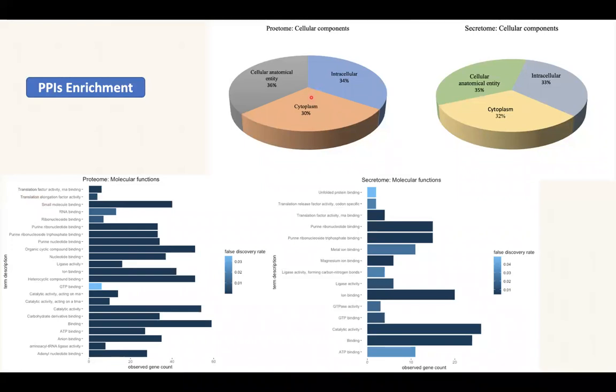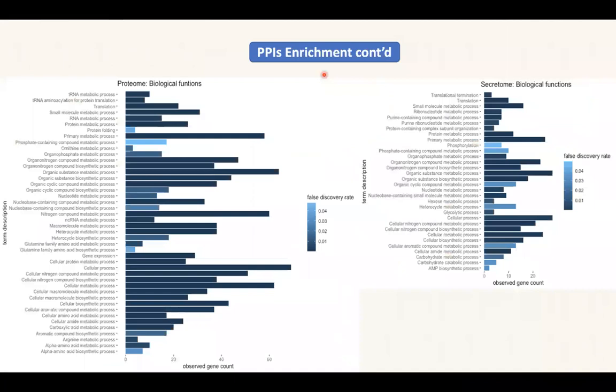For both the internally expressed proteome and the secretomes, the proteins fall within the cellular anatomical entities, intracellular proteome, and cytoplasm. The same thing applies to all of them. They fall within the same group, meaning that this is not just from the medium, but something which was coming from inside out.